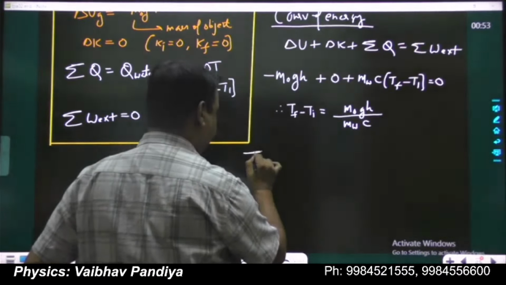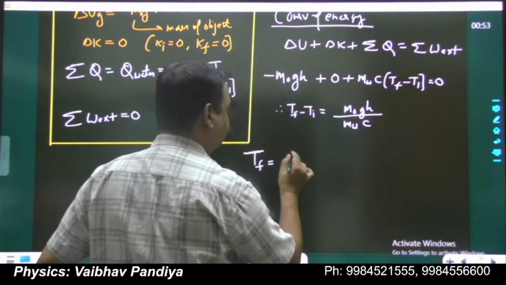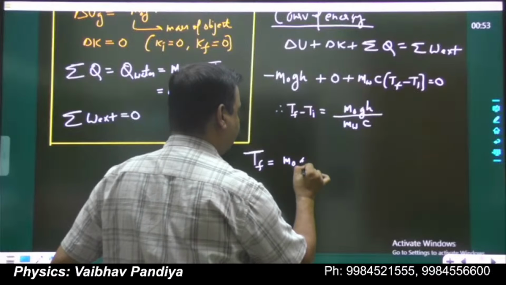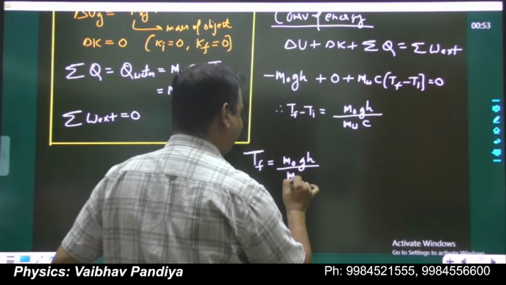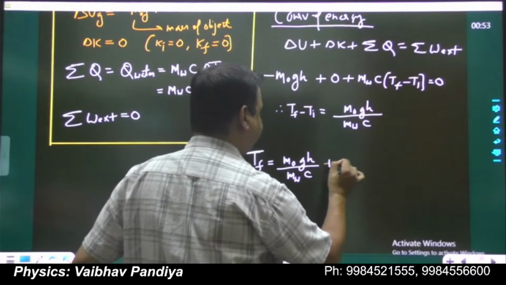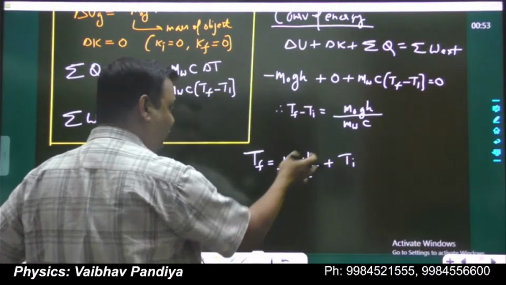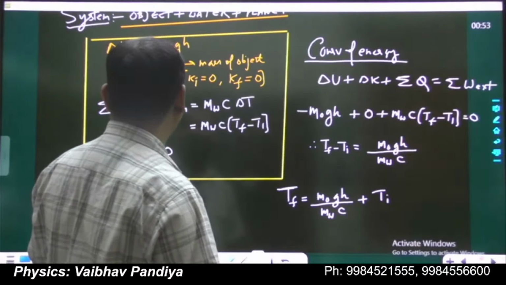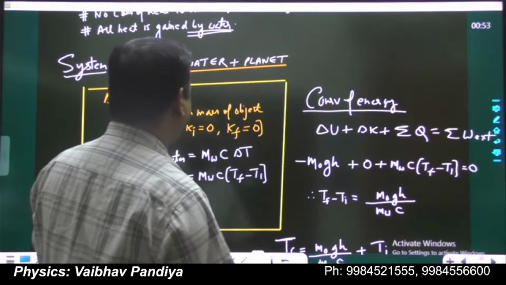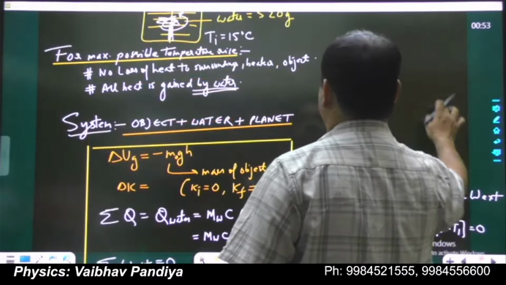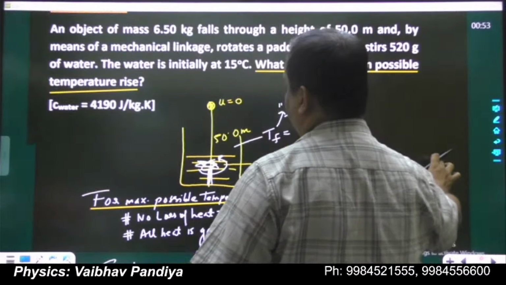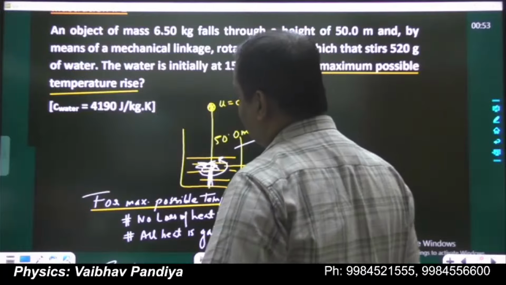So your final temperature will come to be how much? You'll get M naught GH divided by mass of the water times specific heat, plus the initial temperature. Now all this data are given in the problem. You can simply put these values. Your given specific heat is 4190 joule per kg Kelvin.